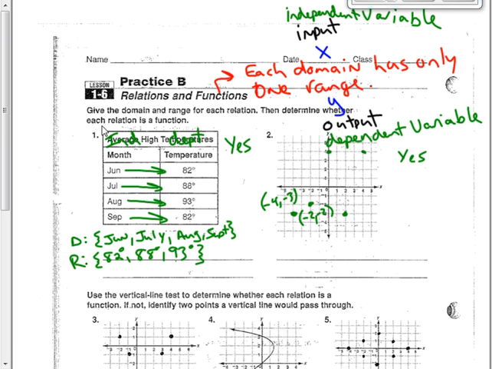And then number 2, we have this bunch of ordered pairs. So I'll keep filling in these ordered pairs. This was (0, 4). This one up here is (4, 4). And this one down here is (2, -2).